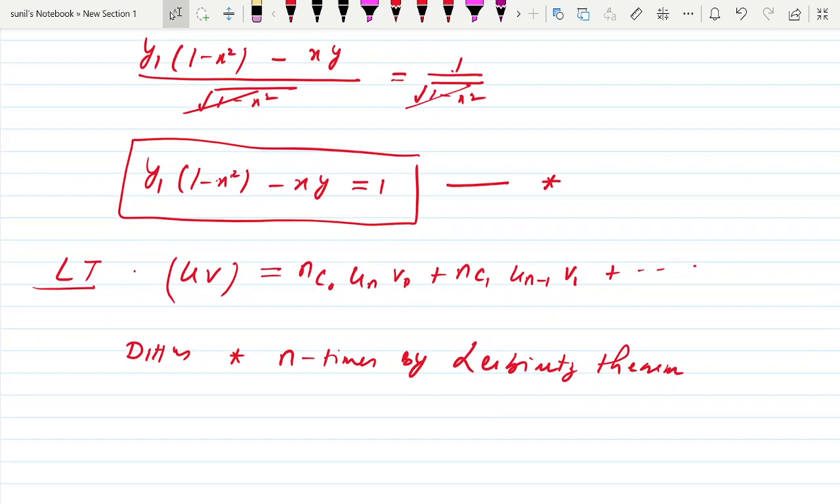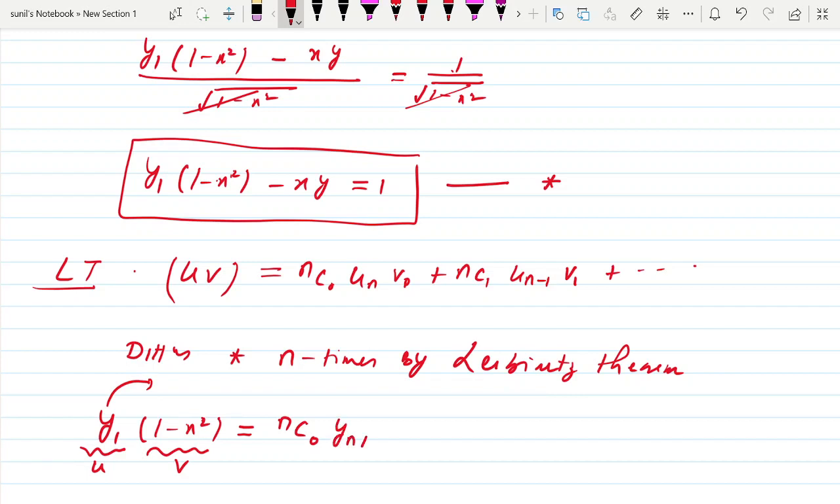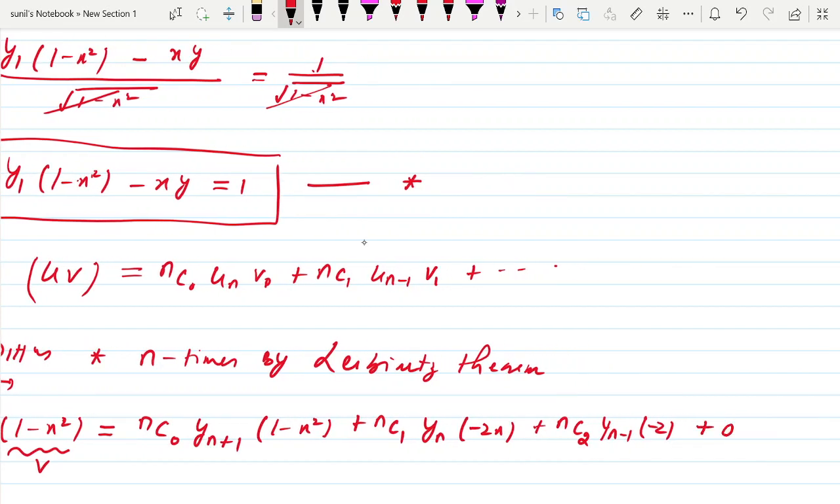Please, whenever you are opting u and v, always opt v as such a function that its derivative vanishes after a finite number of steps. Suppose I am considering this part, y1 into 1 minus x square. I take y1 as my u and 1 minus x square as my v. I will write nC0. Now see, y1 is already differentiated, so y is already differentiated 1 time. If I differentiate it n times, it is nothing but y(n+1). And my v0 means the function as it is. Now use the pattern. nC1, it is yn and the first derivative of v is minus 2x. Then nC2, y(n-1) into minus 2. Now the next term will be 0 because the derivative of a constant is 0, and so on.